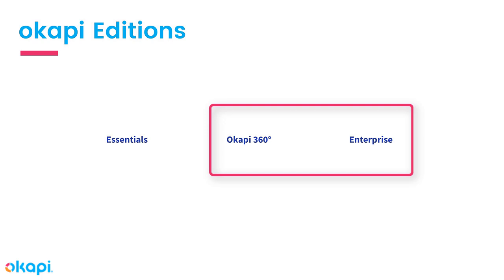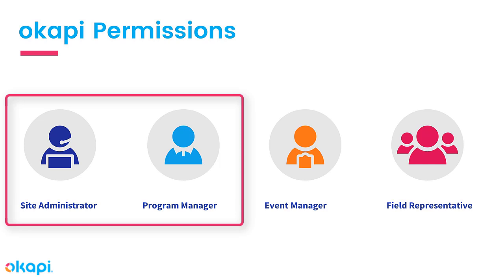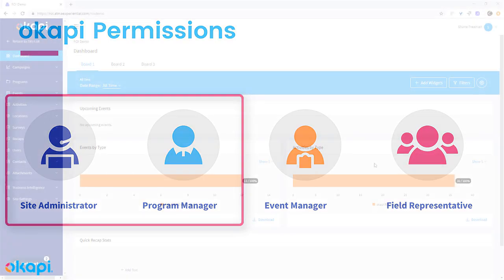In today's video, we are going to look at Okapi ROI. This feature is available in the Okapi 360 edition as well as the Enterprise edition. And the primary functions for Okapi ROI can be edited by a site administrator and a program manager, although some of the results from Okapi ROI can be seen by event managers as well.